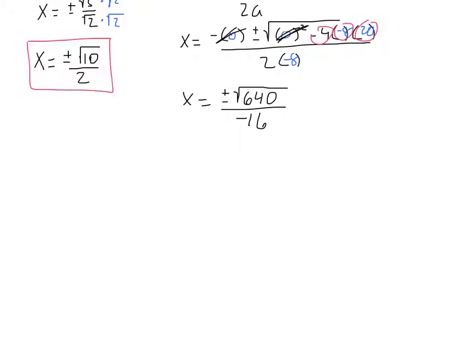Or you can look at that and say, wait a minute, 640, that's 64 times 10. Can the square root of 10 be reduced? No. So therefore, that's it. We're going to break that into the square root of 64 times the square root of 10, which means we have positive and negative 8 square root of 10 over negative 16.